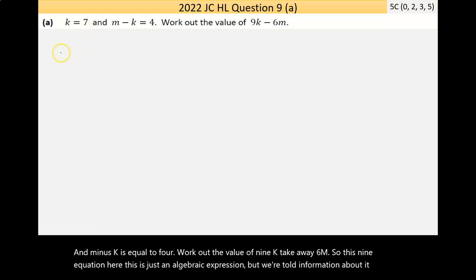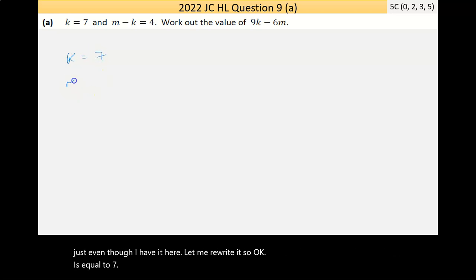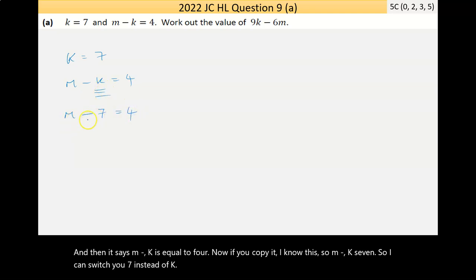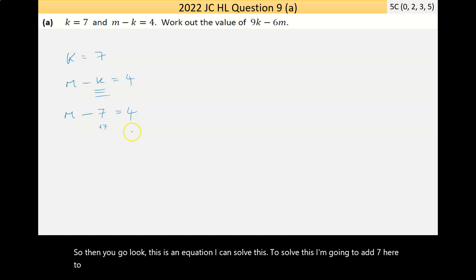So even though I have it here, let me rewrite it. So k is equal to 7. And then it says m minus k is equal to 4. Now I know k is 7, so I can substitute 7 instead of k. So then I go, well, look, this is an equation. I can solve this. To solve this, I'm going to add 7 here to get rid of the negative 7.